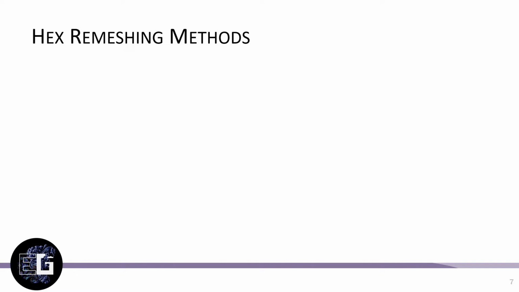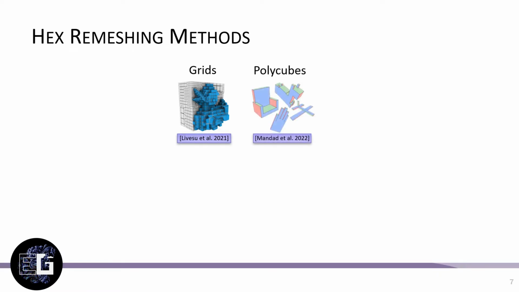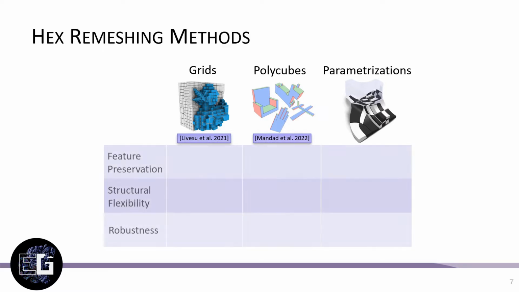Many hex remeshing methods can be assigned to one of three algorithmic classes: those based on grids, those based on polycubes, and those based on seamless parametrizations. All of these have strengths and weaknesses in different aspects. Grid-based methods tend to not do very well in terms of feature and boundary preservation, and provide rather limited structural flexibility. However, they are the most robust hex remeshing methods out there. Polycube methods are somewhat of a middle ground. They perform reasonably in all of these three aspects, but don't excel in any of them.